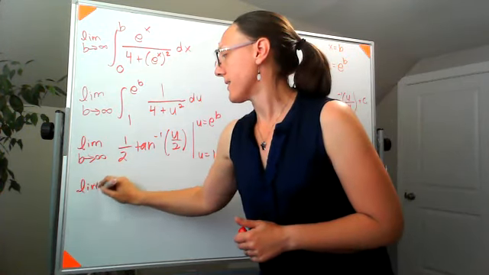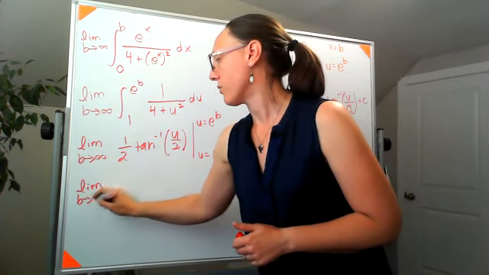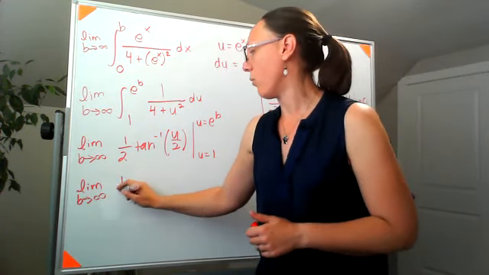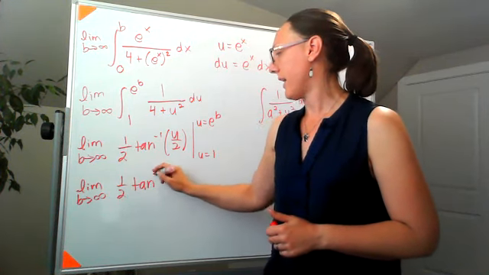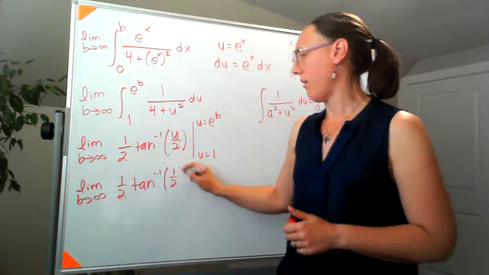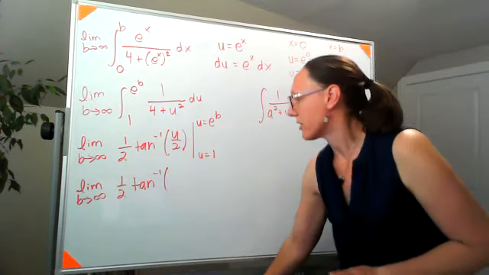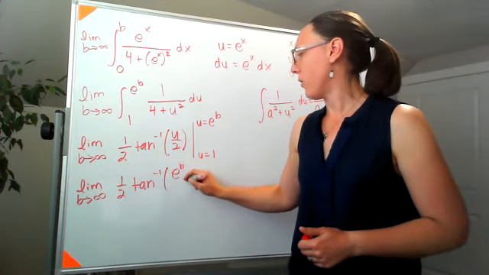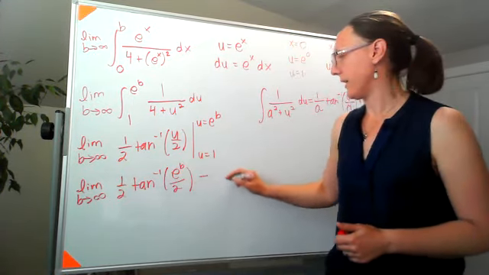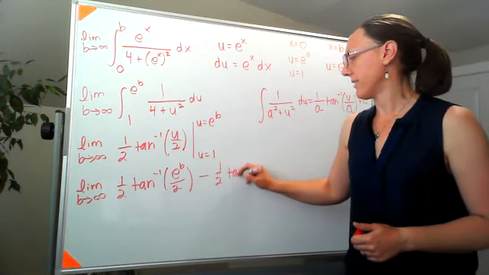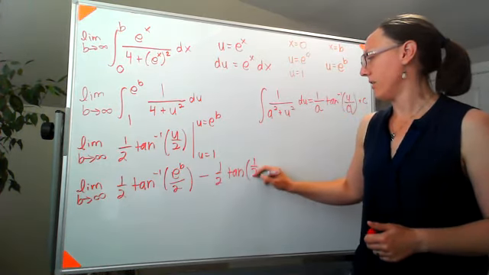Plugging in our limits, that's the limit as b approaches infinity of 1/2 tan inverse of... oh wait, top minus bottom, plug in the top first. e to the b over 2 minus 1/2 tan inverse of 1/2.